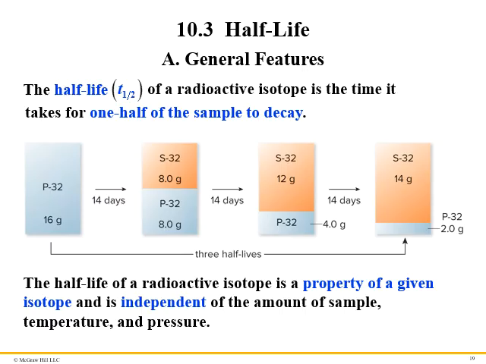So in this case, for example, we're looking at this radioactive isotope. We started off with 16 grams, and after 14 days, we only have 8 grams of that initial radioactive isotope and 8 grams of its more stable counterpart. 14 more days, and guess what? Half of this disappeared. So now you went from 8 to 4. 14 more days pass, and you go from 4 to 2.